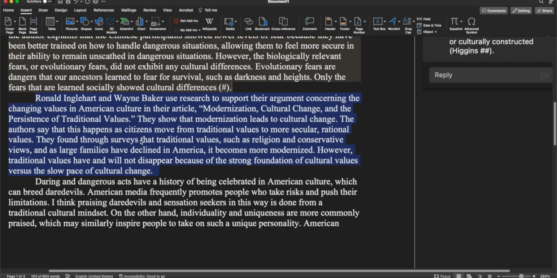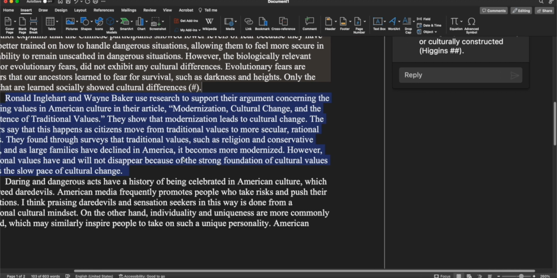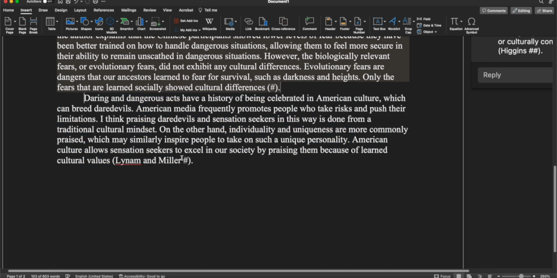It feels to me like this section right here is about how to flip the switches and controls on American culture specifically in order to increase or decrease risk-taking behavior. So I would argue that this doesn't need to be here at all. Daring and dangerous acts have a history of being celebrated in American culture, which can breed daredevils. American media frequently promotes people who take risks and push their limitations. I think praising daredevils... Okay, where's this?